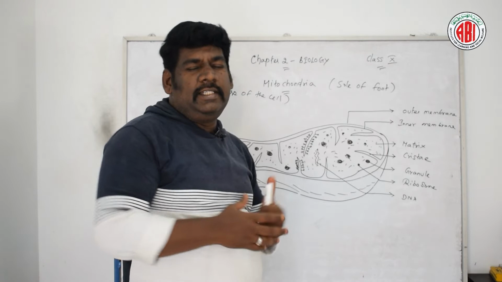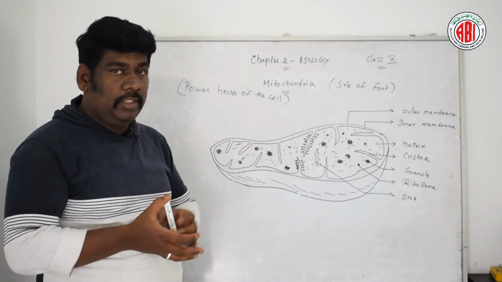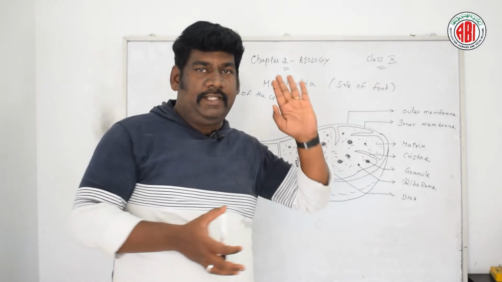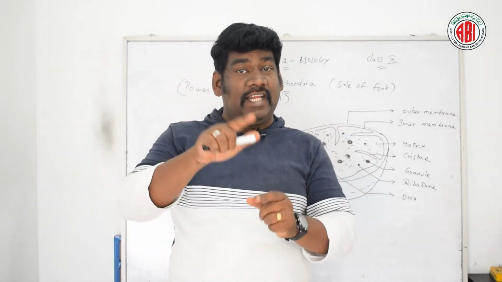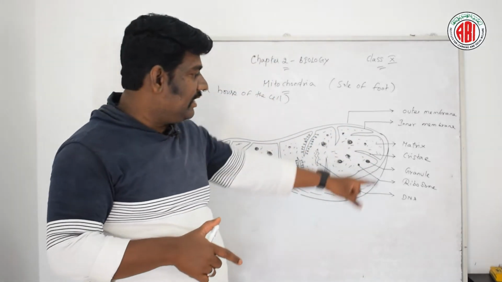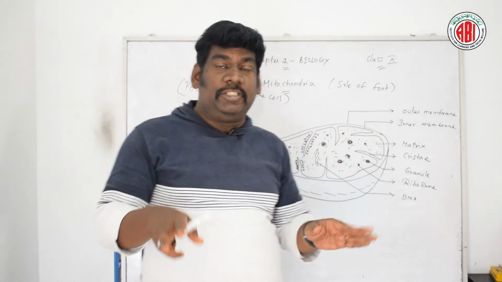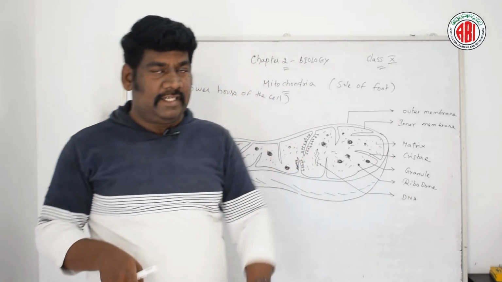Now let us see how to remember the labelings for this mitochondria. Very simple. Keep 2 labelings in your mind: outer membrane, inner membrane. Then think about the entire structure. In that, a finger-like structure is there, and that finger-like structure is called cristae. And there is a large empty space like cytoplasm, that is called matrix. So 4 labelings are done.